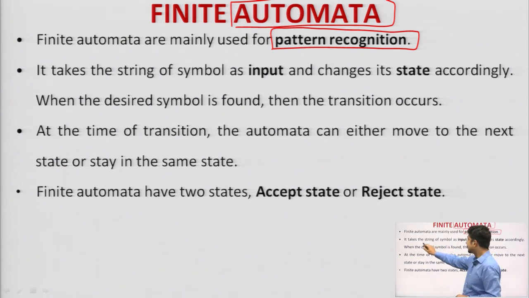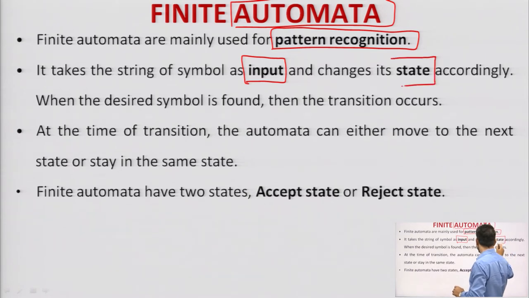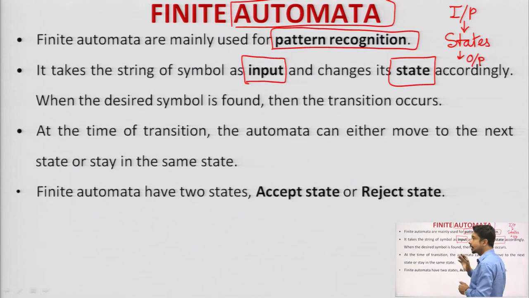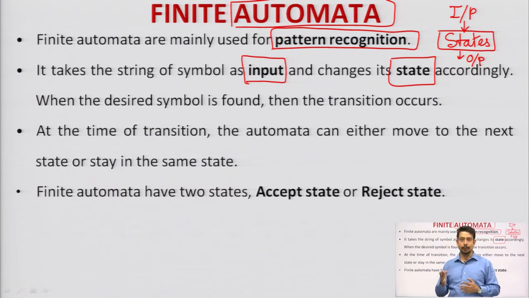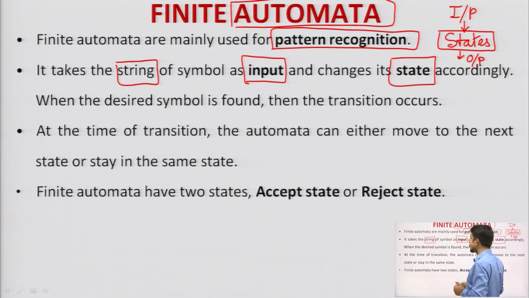Clear? Second point, a few things you should keep in mind: it takes a string of symbols as input. This we have already seen in the previous slide. It takes the string of symbols as input and changes its state accordingly. I told you in the previous video, and if you have skipped it, you can go to the previous video also, that input will be one part, after that some states will be there, and after that some output will be there. So, this is the general hierarchy of a machine. These states generally define the processing of the inputs. So, these states represent the processing part. That is why first of all we take the input as the string, and then processing is done based on the states.